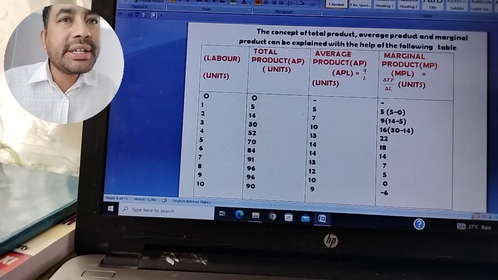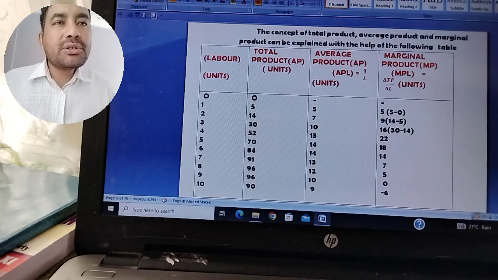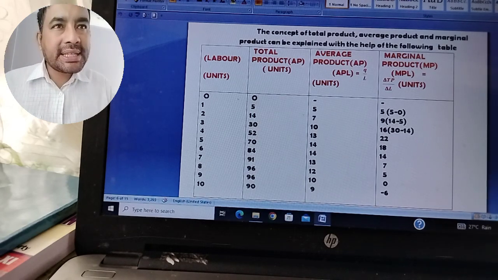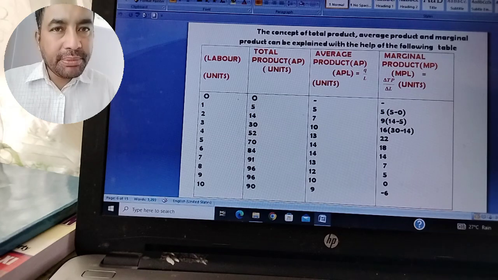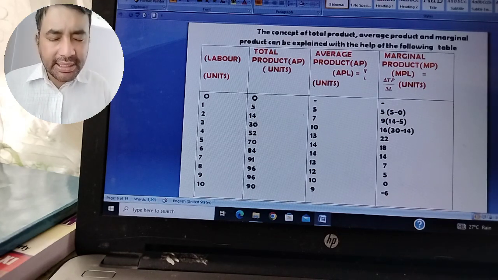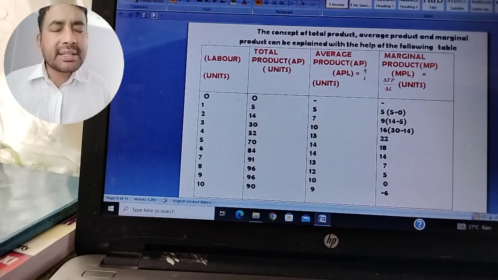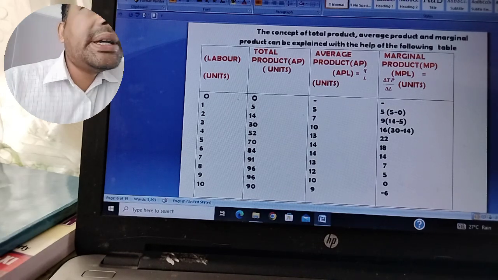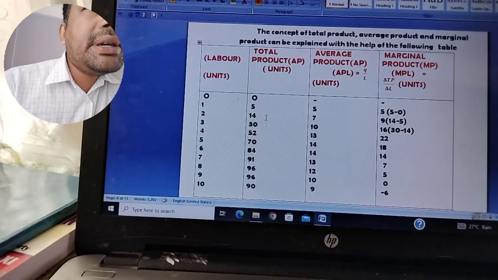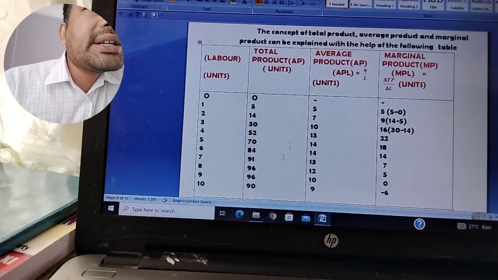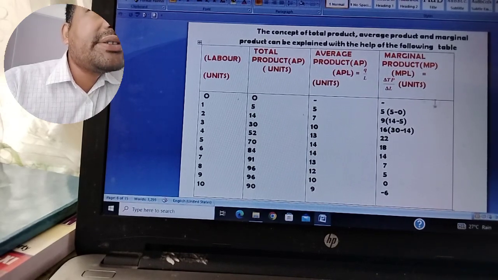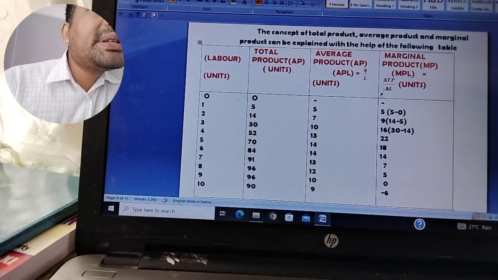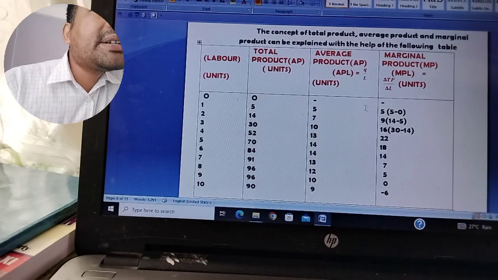When TP is increasing, then MP is also increasing. But when TP becomes maximum, MP becomes 0. When TP starts declining, MP becomes negative. But if you see the relation between AP and MP, as long as AP is increasing, average product and marginal product both are increasing, but the rate of increase in MP is greater than the rate of increase in AP. It means when AP is increasing, MP is greater than AP.